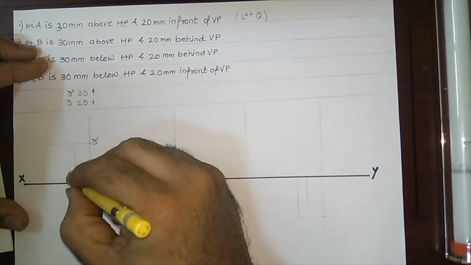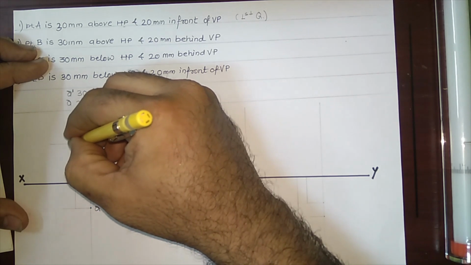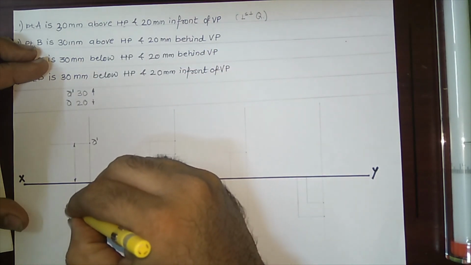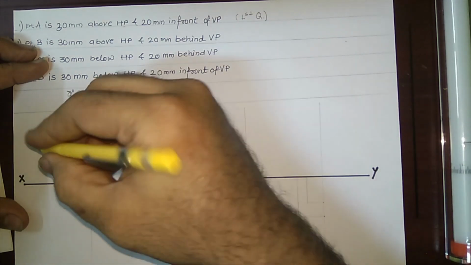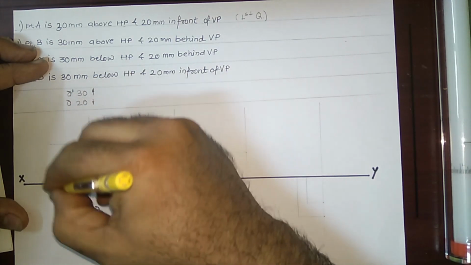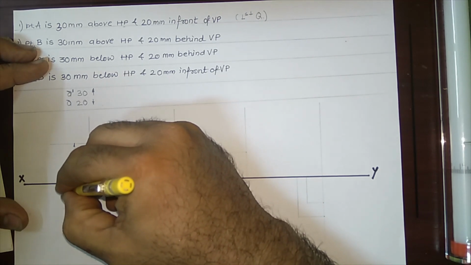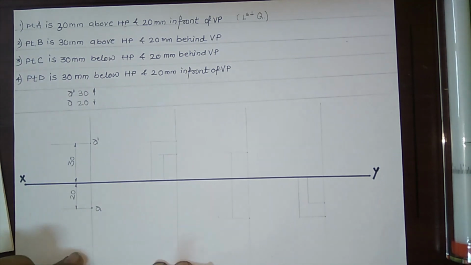Now to show the distances, we will use a dimension line like this. This is a dimension line. Okay. And on this particular line, I will mention that this distance is 30 and this distance is 20. Okay, so this is the way by which I will represent the point which appears in the first quadrant.